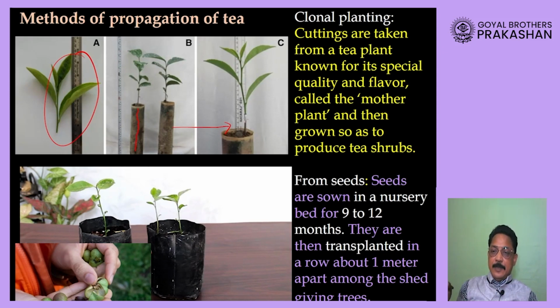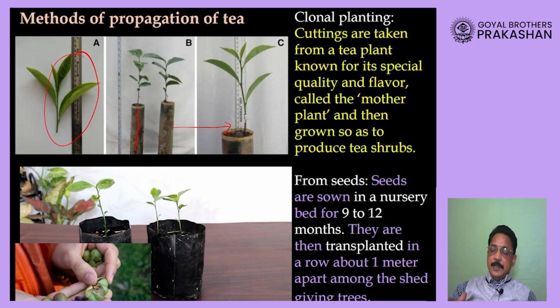Transplanting, we have seen, is a process in which a plant is taken from a nursery and planted at a suitable place. The second method of propagation, that means growing it, is to take the seeds and sow them in very fertile soil, and here also the plant will be grown for 9 to 12 months, that means almost 1 year.